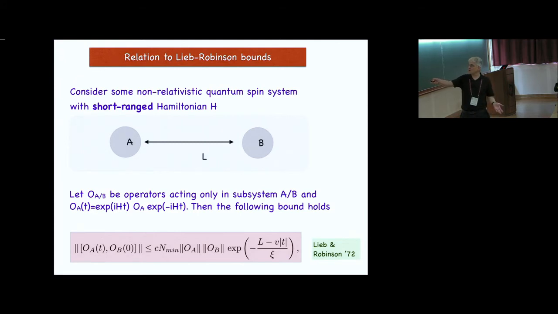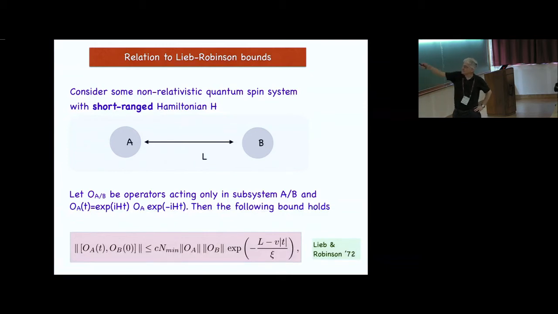Pick any operator OA that acts non-trivially only in this subsystem A, in this spatial region A, and any operator OB that acts non-trivially only in subsystem B. So you could take a spin operator here and a spin operator there, or a product of some spin operators here and a product of some other spin operators over there. That's the kind of operators you consider. And the time-evolved operators are given as usual by the Heisenberg picture operators, so you conjugate the operator with the time evolution operator.